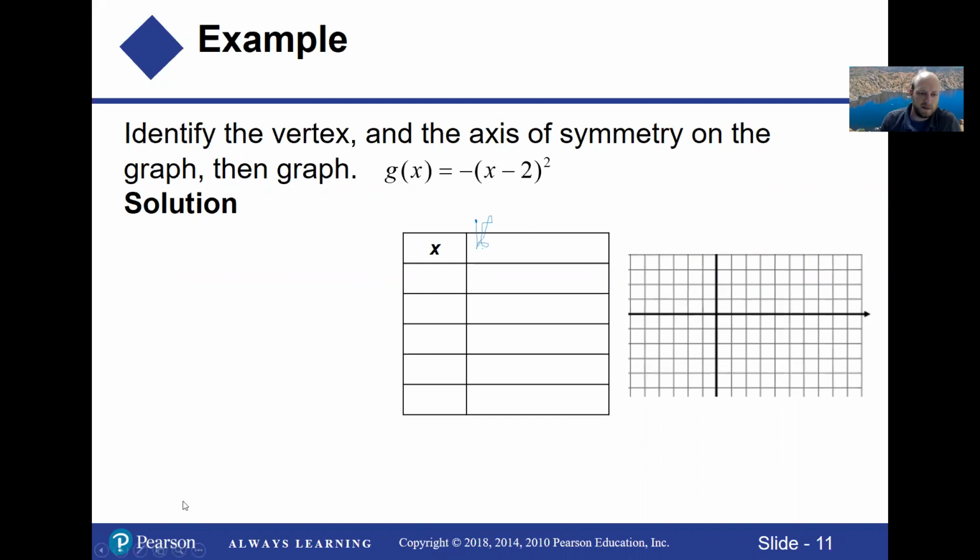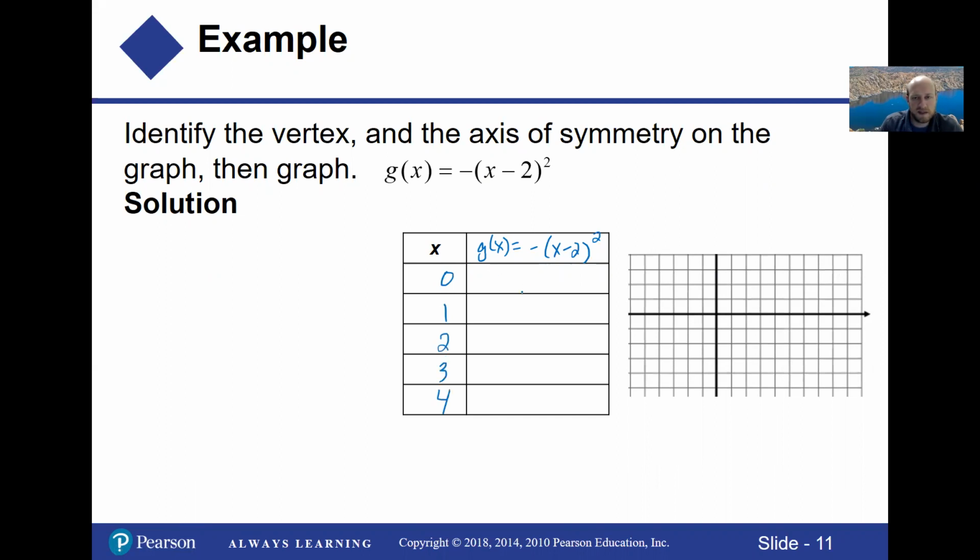I have my x value, and then the y value is your function. You're basically getting your output by plugging it into this function. And so you can pick your x values. I'm going to give you good x values here that are going to make this work well. Good x values for this one are 0, 1, 2, 3, 4.